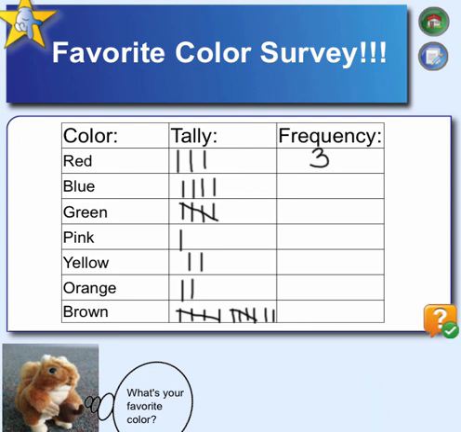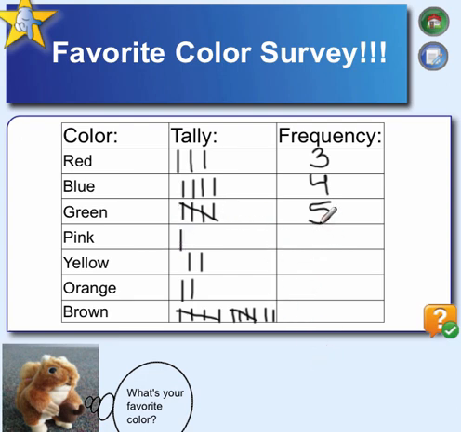So Mrs. Gonzalez, how many times did a squirrel say that blue was their favorite color? 4 times, and blue is my most favorite color too. Well, next time he should ask you. He should. Let's see. 5 times a squirrel said green was their favorite color. And Mr. Nutty, you didn't ask me either because that's my favorite color.